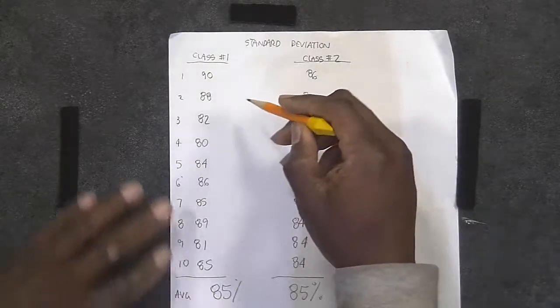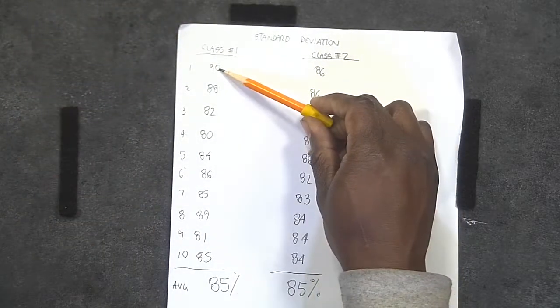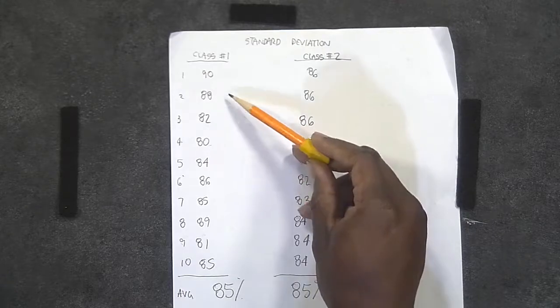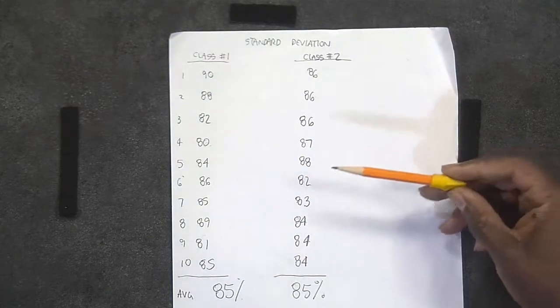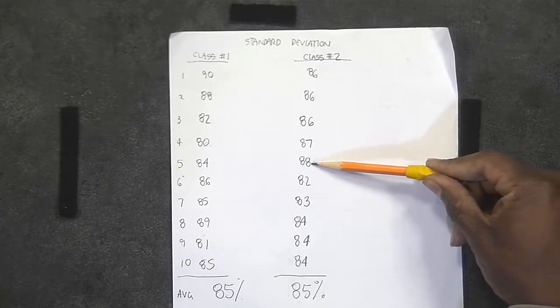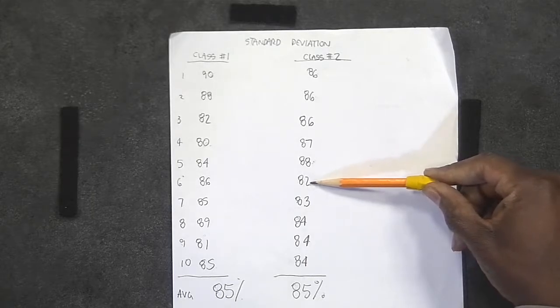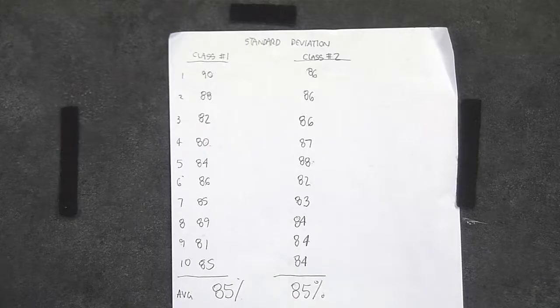Let's take another look. Over here you had a score as high as 90 and as low as 80. No one scored over 90, no one scored under 80, but over here the highest score appears to be the person who scored the 88, and the lowest score appears to be the person who scored the 82. So we have two different classes, but their averages were the same. The question I would ask you is, which class performed better? Or more importantly, we need more information if I'm to tell a supervisor how the classes performed.